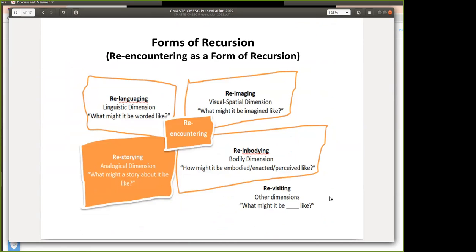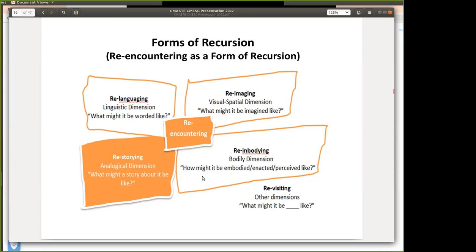I call it 3+1 just because the 3 forms, re-languaging, re-imaging, re-embodying, can all be viewed as restoring. They are basically using different kinds of mediums for this thought expression process. So we can try to express the same idea differently and using different kinds of medium. And through this process, we can understand the idea that we try to express differently.